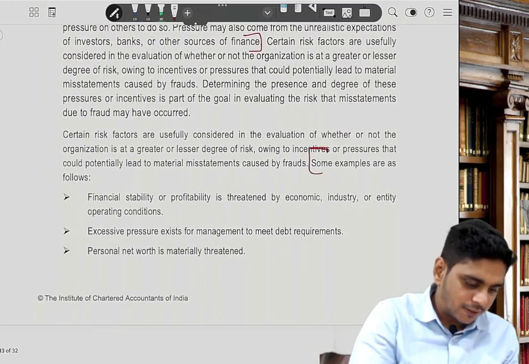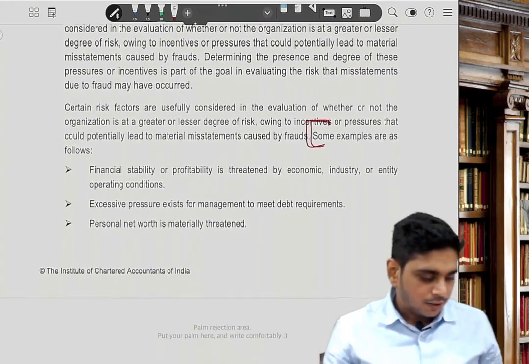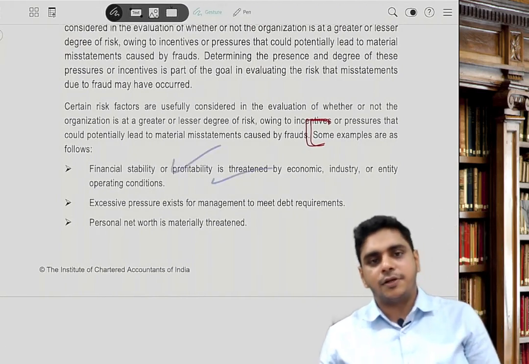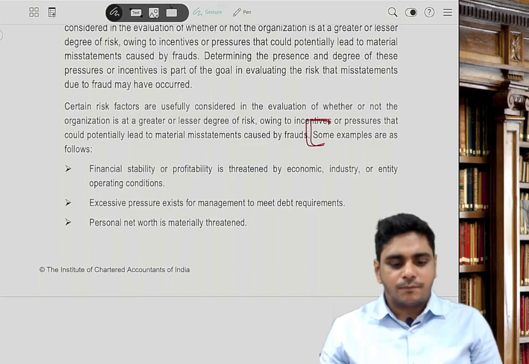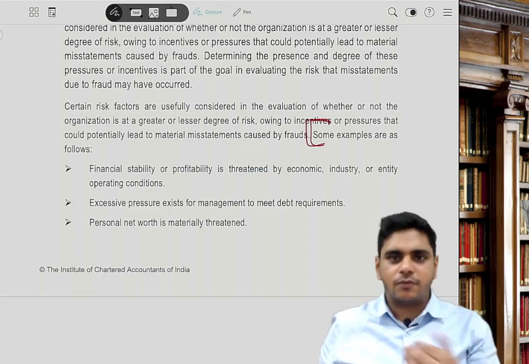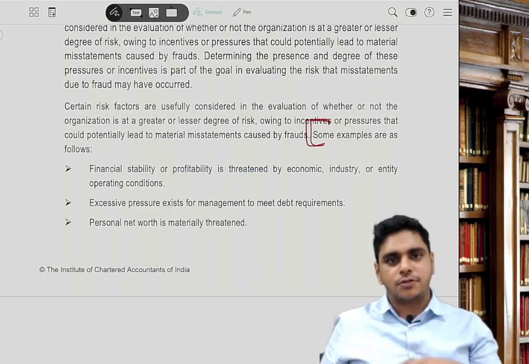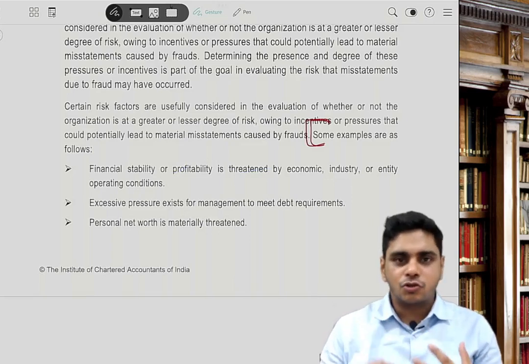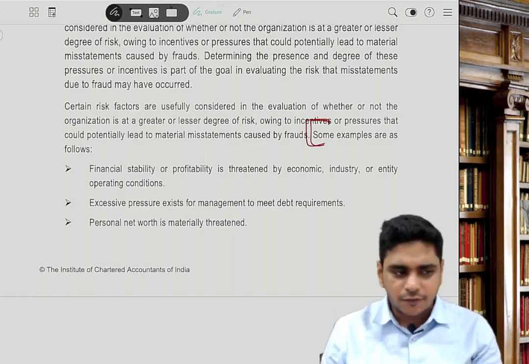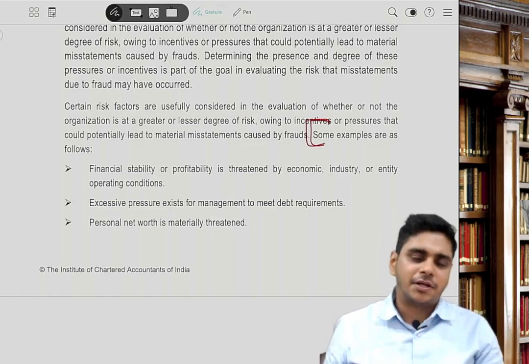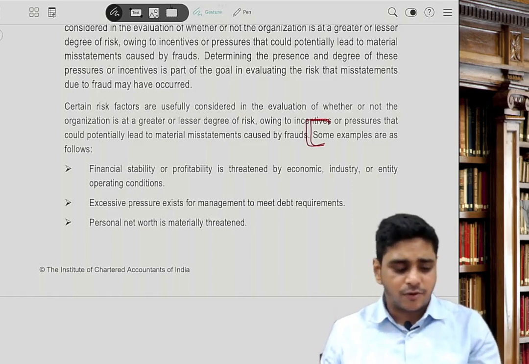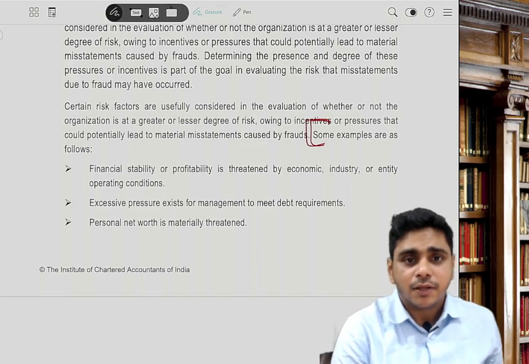Some examples: financial stability or profit is threatened by economic, industry or entity operating conditions. Imagine if this company was making a loss, but wants more money from investors, bankers or financial institutions, they will show a different picture of the financial statements, higher profit. It is a fraud. The accountant passing the entry will say he will not do it, but management will say, we will increase your remuneration by 10%. Then he will do it.